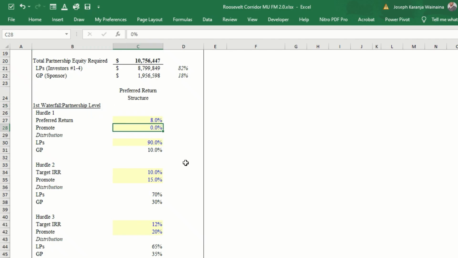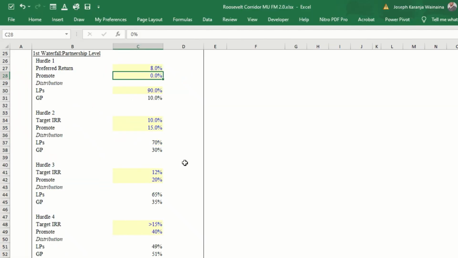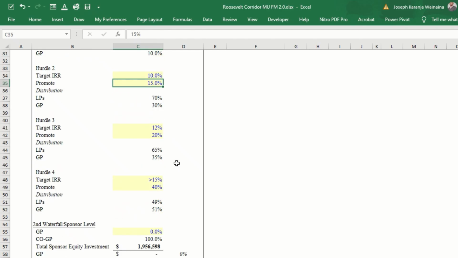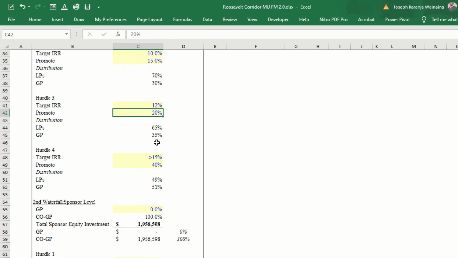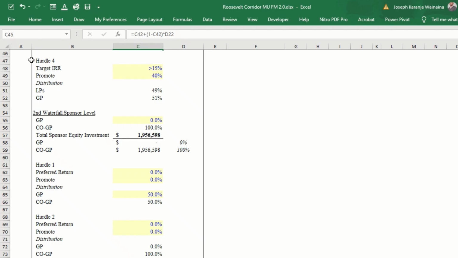These are for the promote. If you do not have a promote, leave it at 0 for the first hurdle. For the second hurdle, that's the hurdle rate, and this is the promote for the second hurdle. The third hurdle, this is the target IRR, target hurdle rate, and we also have the promote. So distribution based on this ratio, we have that distribution. This is the hurdle for hurdle 4. We have the target IRR, and this is the promote, and this is the distribution at the end.